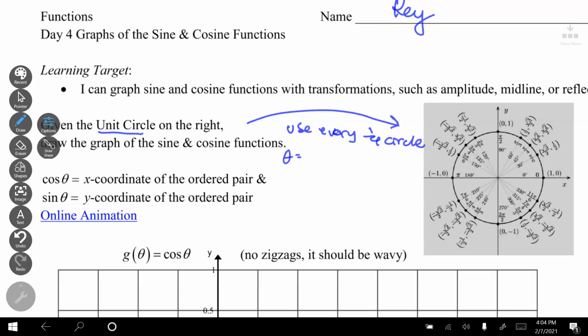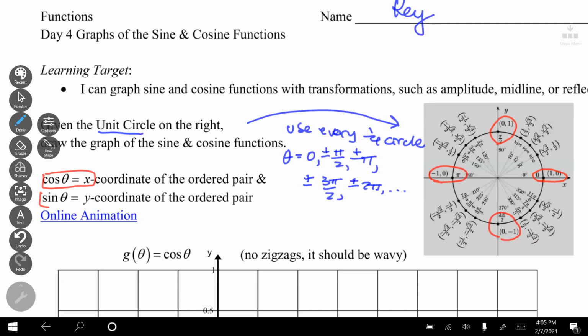So that's when theta is equal to 0 plus or minus pi over 2 plus or minus pi plus or minus 3 pi over 2 plus or minus 2 pi, so on and so forth. So we're really only looking at these values right here. And then we're going to figure out what the graph looks like. Remember, cosine is the x value and sine is the y value.